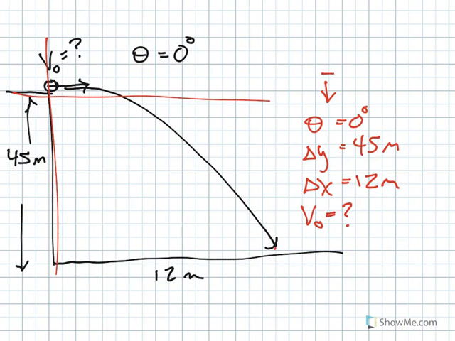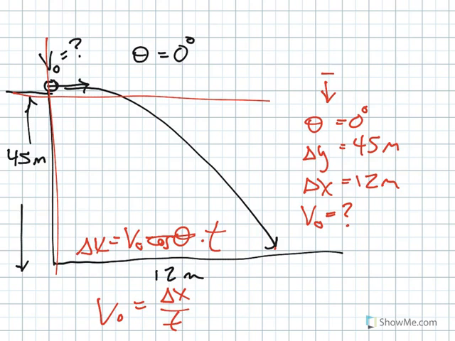So, I think the first thing we should find here is t, right? Because I know that in projectile motion, the horizontal distance is the horizontal component of the initial velocity, which is V naught cosine theta times t. In this problem, theta is 0 degrees, and cosine of 0 is 1. So delta x is V naught times t. So I could definitely solve this equation for V naught. It's delta x over t. But I still need to find t.